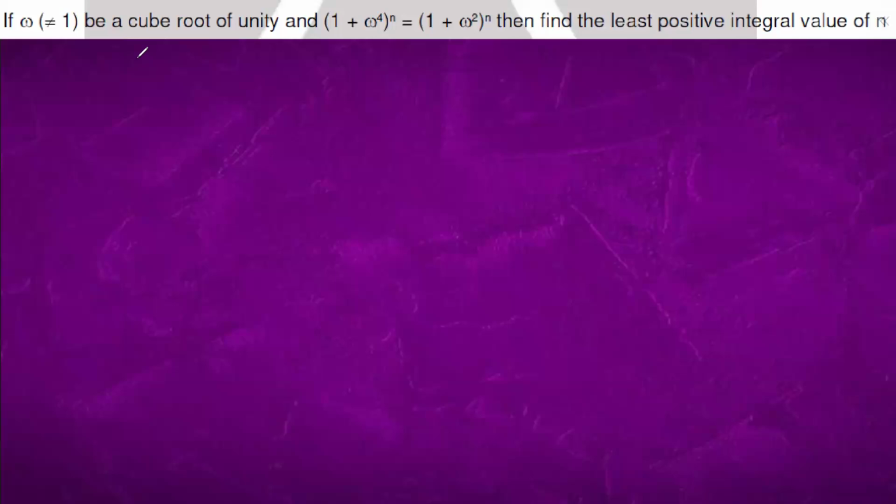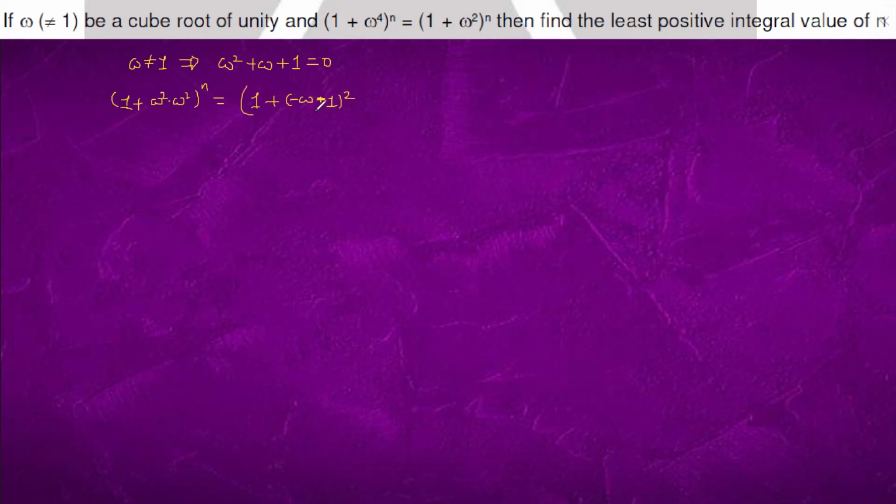So we have omega naught equals to 1. This implies we have second root omega square plus omega square equals to 1. So if we convert omega 4 into omega square, this is to the power n. So omega square is what? 1 plus minus omega minus 1 whole square to the power n.